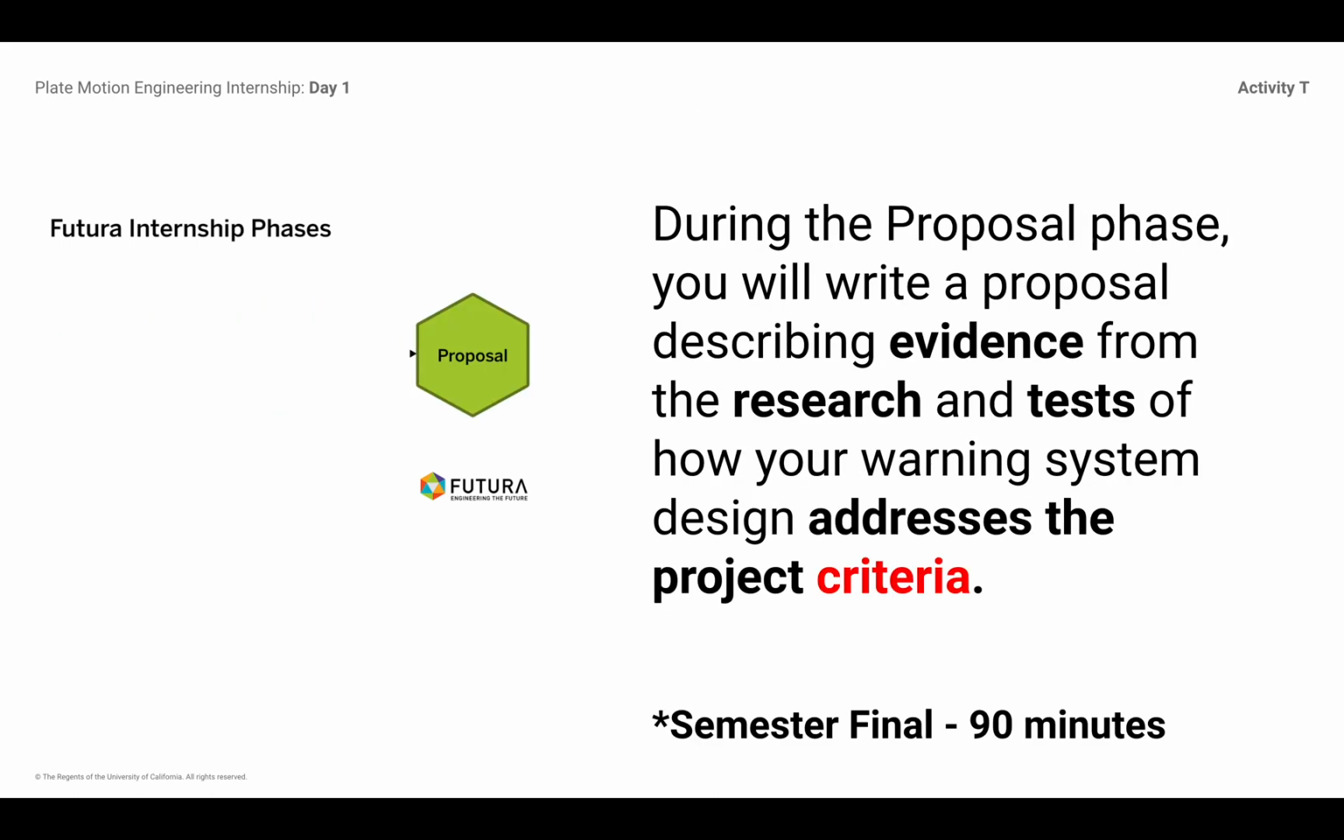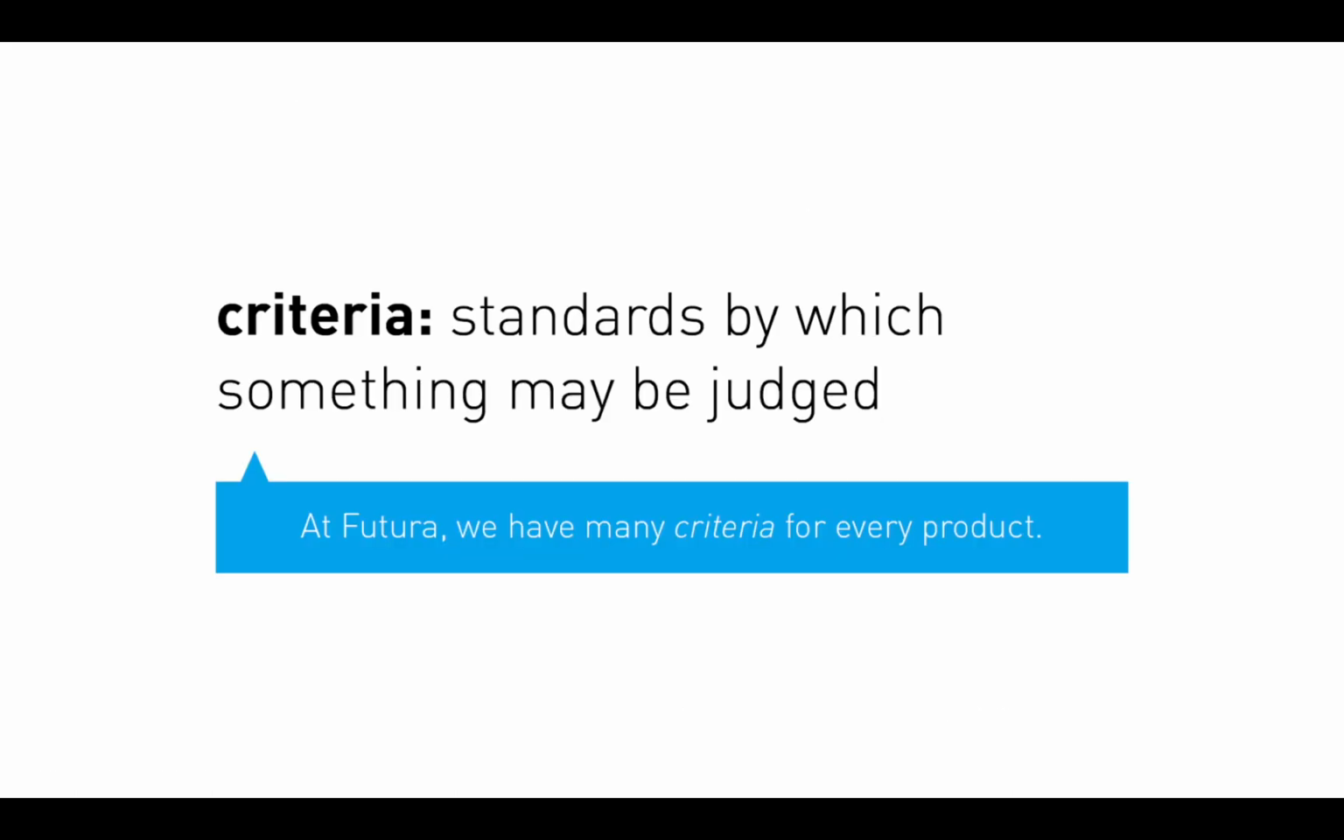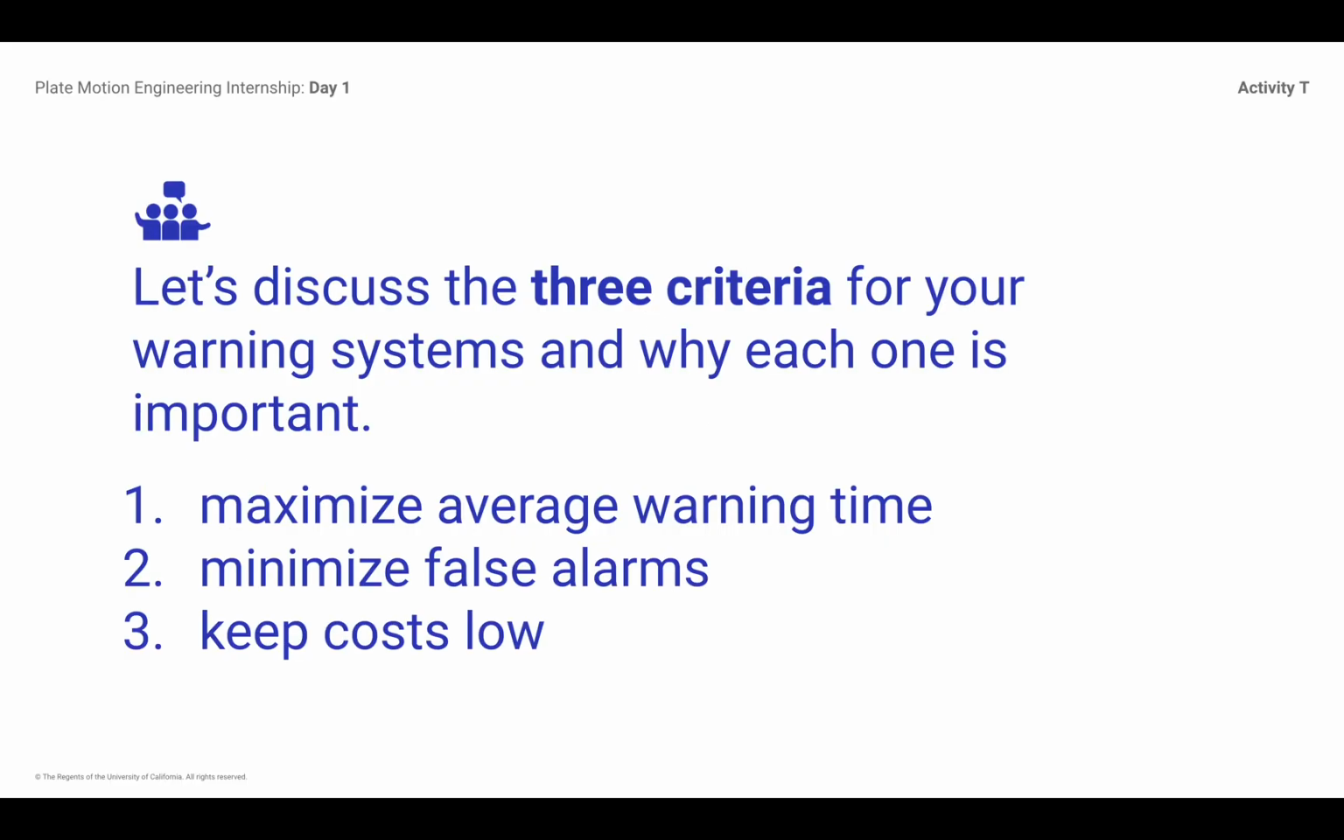All right, so criteria. We have 3 different criteria. Criteria is a standard by which something may be judged. And at Futura, we have many different criteria for every project. Specifically for this project, we have 3 criteria for your warning systems. And we talked in class about why each one is important. I'll just summarize that for you.